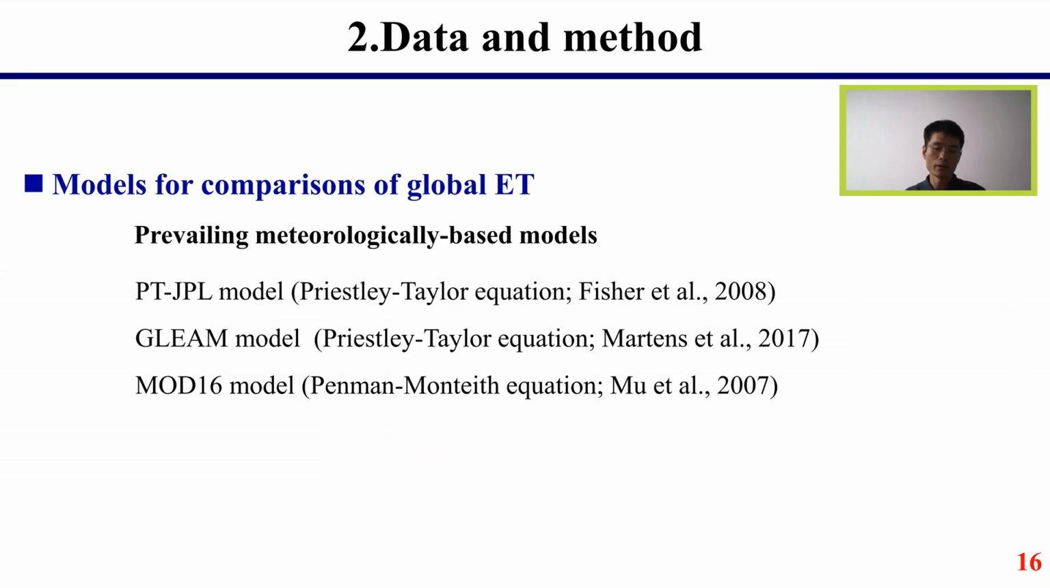In order to evaluate whether our model can produce a reliable global evapotranspiration estimate, we adopted three prevailing meteorology-based ET models. The first two are PT-JPL and GLEAM, which are basically based on the Priestley-Taylor equation. The third one is the MOD16 model, which uses MODIS satellite products together with the Penman-Monteith equation.